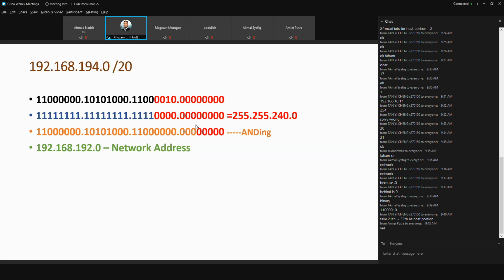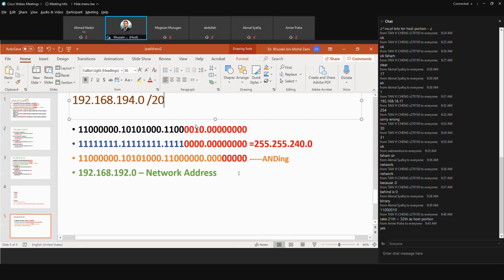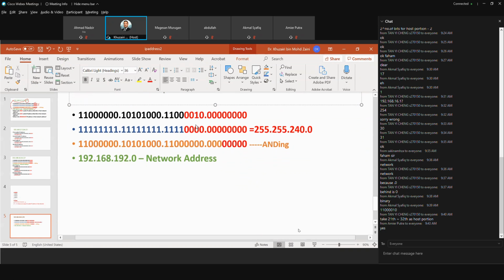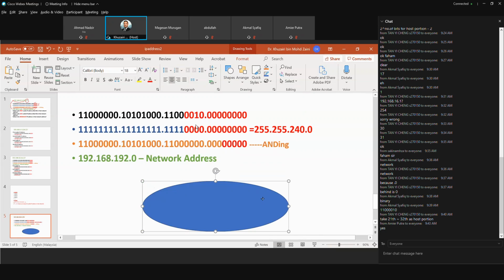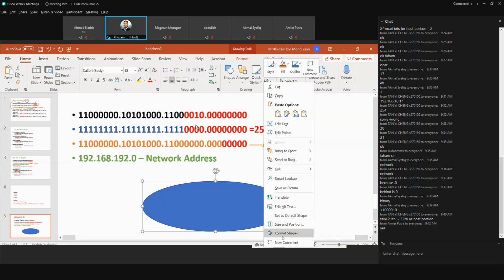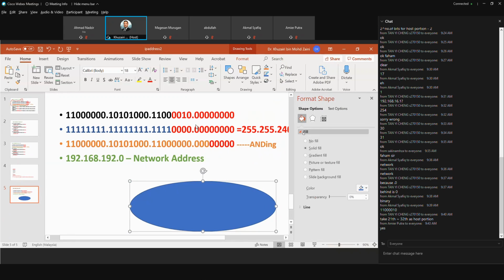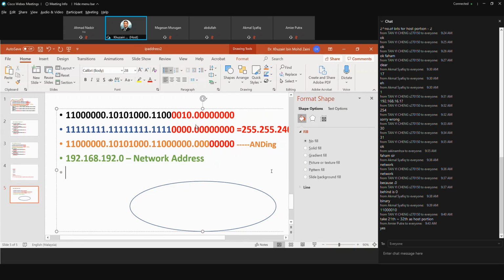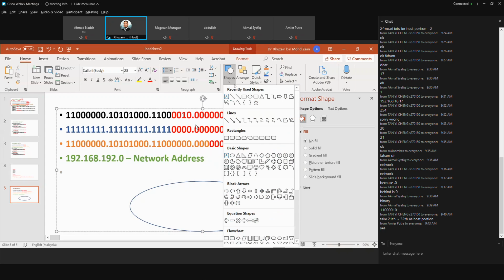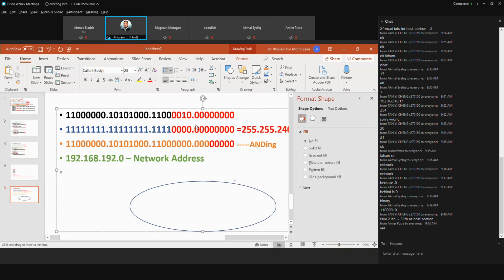Okay. So here now, what we mean by that is like this. You have one network ID, like this. We have one network ID, so the network ID is 1.